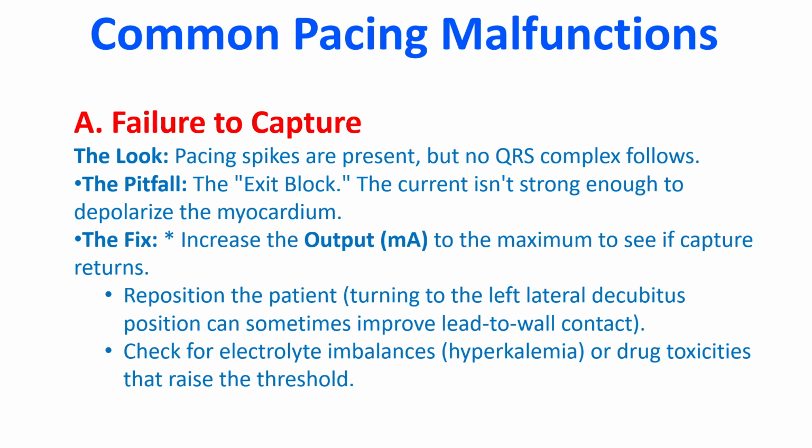Failure to capture. Pacing spikes are present, but no QRS complex follows. This is an exit block: the current isn't strong enough to depolarize the myocardium. Increase the output, mA, to the maximum to see if capture returns. Reposition the patient; turning to the left lateral decubitus position can sometimes improve lead to wall contact. Check for electrolyte imbalances like hyperkalemia or drug toxicities that raise the threshold.